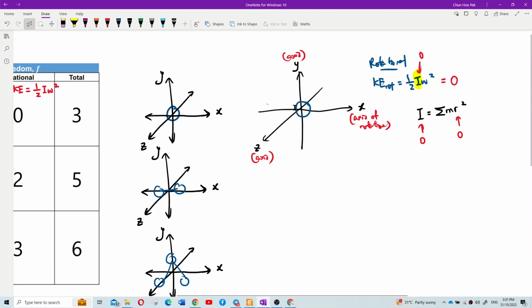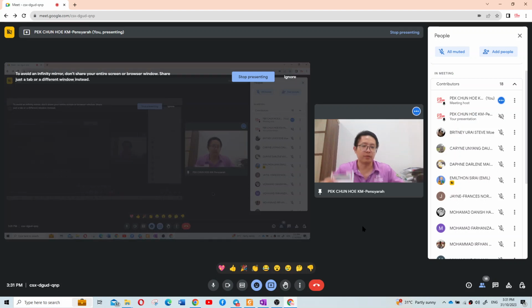So you see, this is the x, y, z, they are axes of rotation. This mass can rotate around this axis. So the moment of inertia depends on the distance from the axis of rotation. If your distance is 0, that means your I is 0, the moment of inertia is 0, so the kinetic energy is 0 also. You look at my camera, this one.